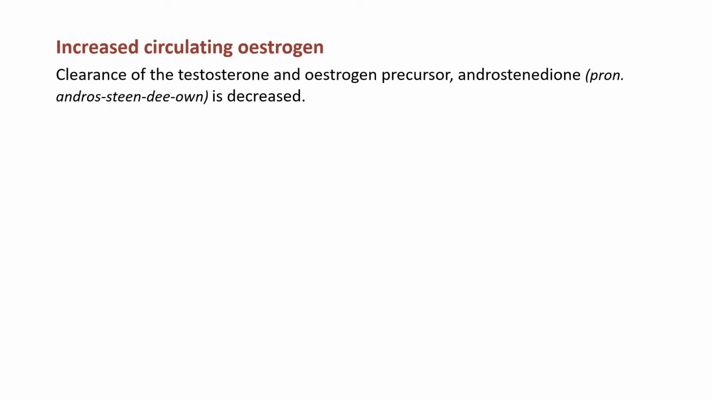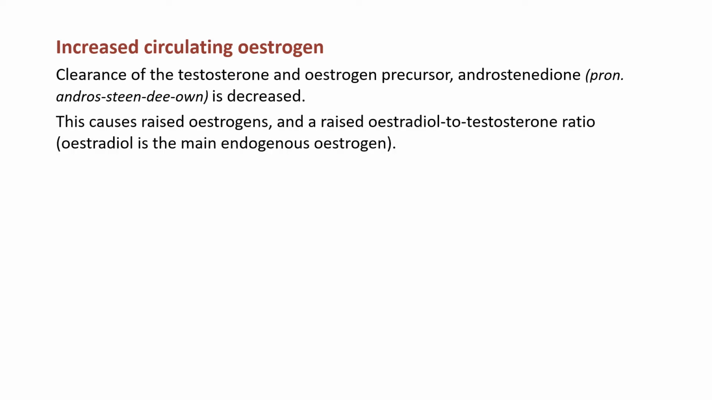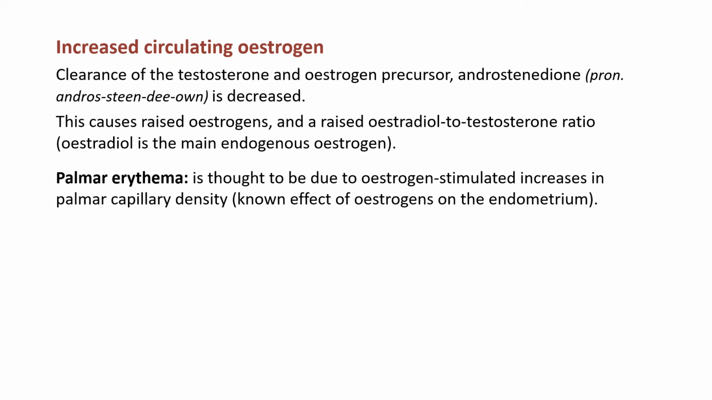Androstenedione is the precursor of testosterone and estrogens. Its clearance is decreased because of hepatic failure. What this results in is an increase in circulating estrogens and a raised estradiol to testosterone ratio. And estradiol is the main endogenous estrogen. So we've got more estrogen compared to the amount of testosterone. And this causes a few funky things.